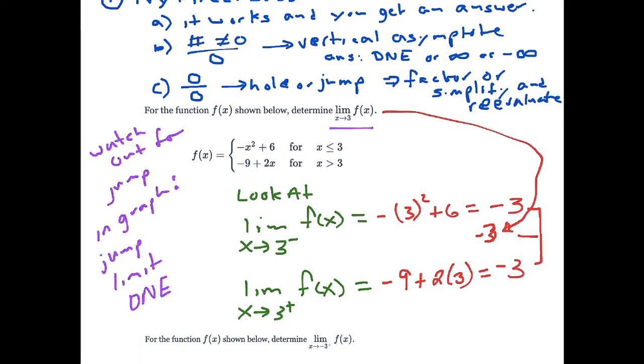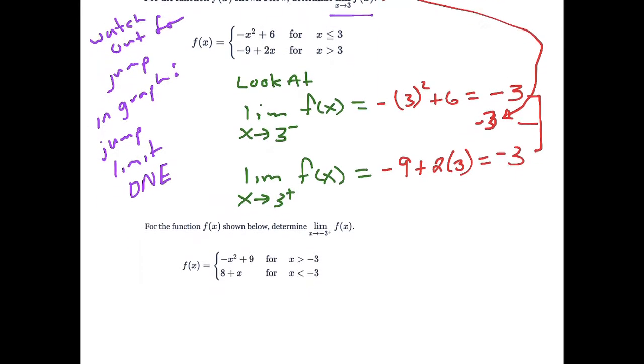Hopefully that one makes sense. There wasn't a jump in this graph. You know, the left side equaled the right side. We went from a parabola to a line, even if it has a positive slope. So hopefully that makes sense.